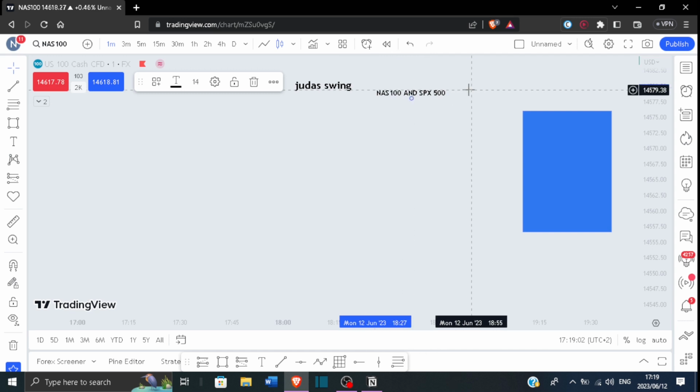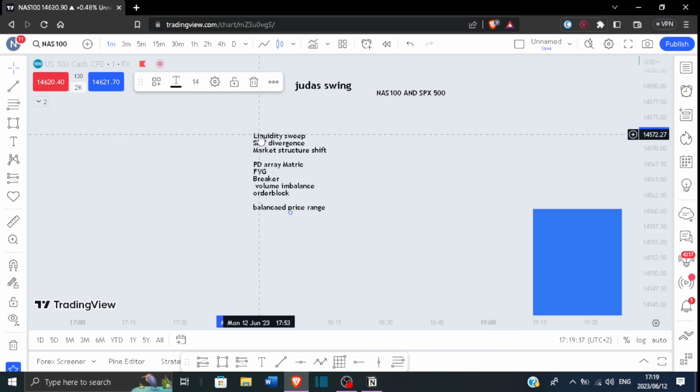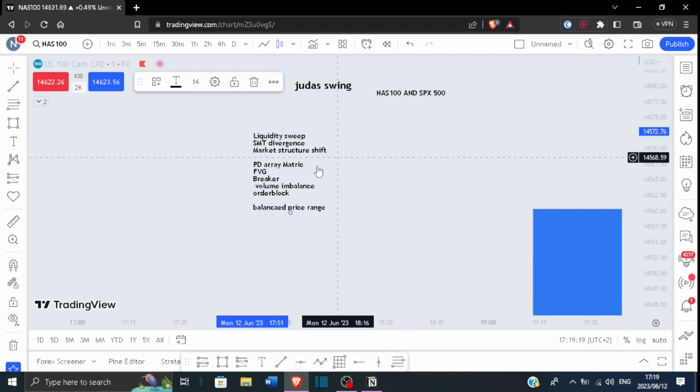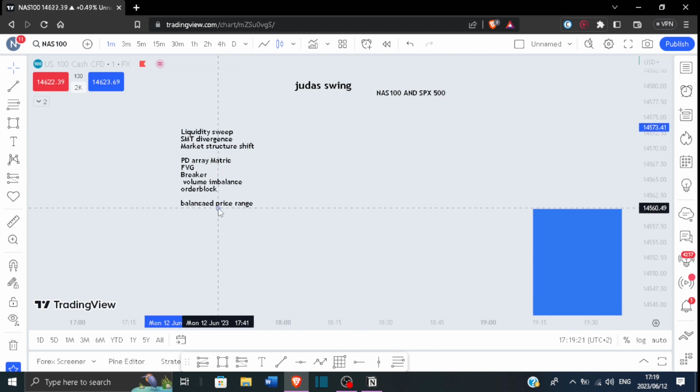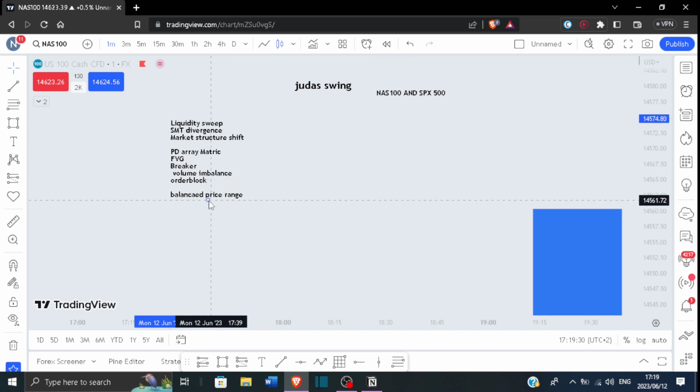So we trade the Judas swing on two assets. We're going to use NAS 100 and SPX 500. These are the two assets where we are going to trade the Judas swing. We can use US 30 for confluence, but these two are going to be the indices we take our entries on. So now our entry requirements.